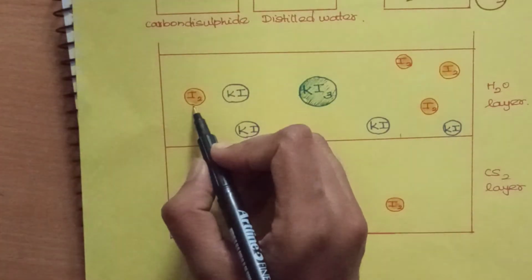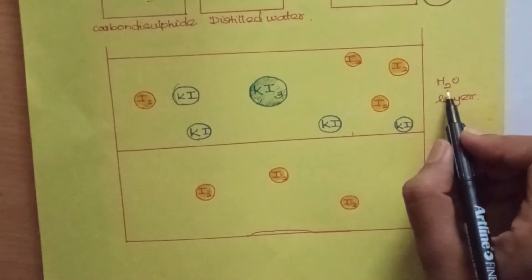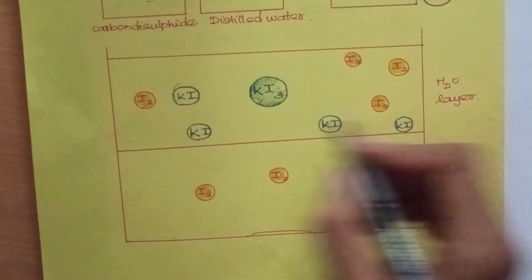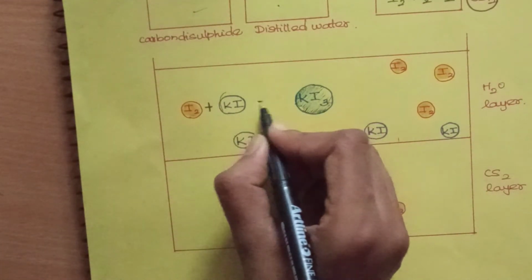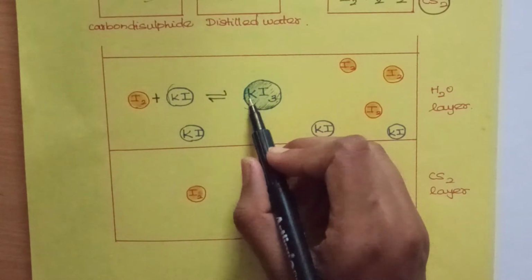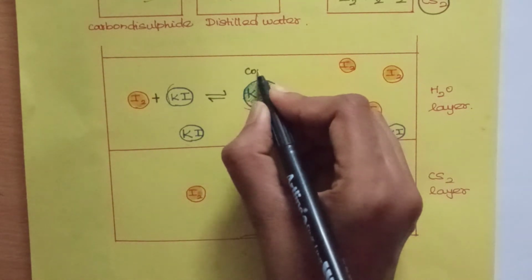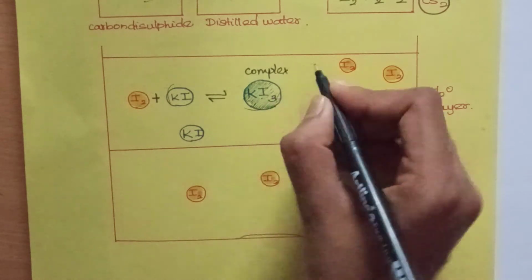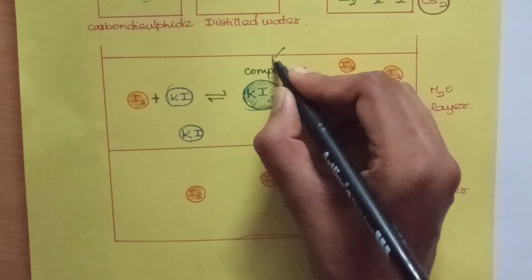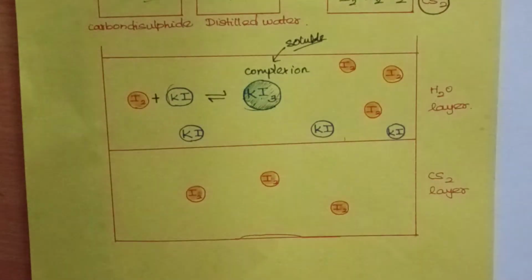So this iodine will combine with potassium iodide that is already present in this aqueous layer to form a complex, KI3. It forms a complex ion, and a very important thing is that this complex ion is soluble in this aqueous layer. Is that clear? Okay.